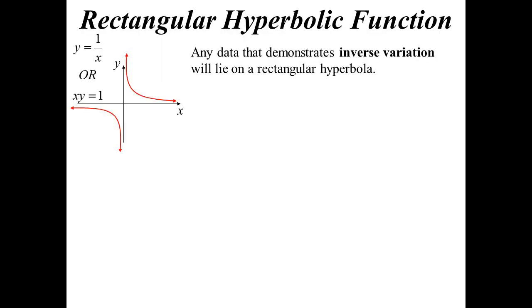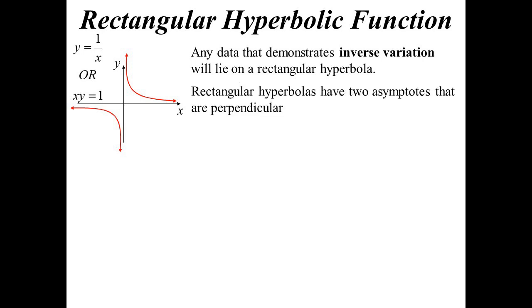Well, as I say, the most basic of them all is y equals 1 on x. It's what we call our rectangular hyperbolic function. And the reason it's called that, rectangular, is because those asymptotes, it's got a horizontal one, the x-axis, it's got a vertical one, the y-axis, and they are at right angles to each other. So that's why it's called rectangular hyperbolic function.